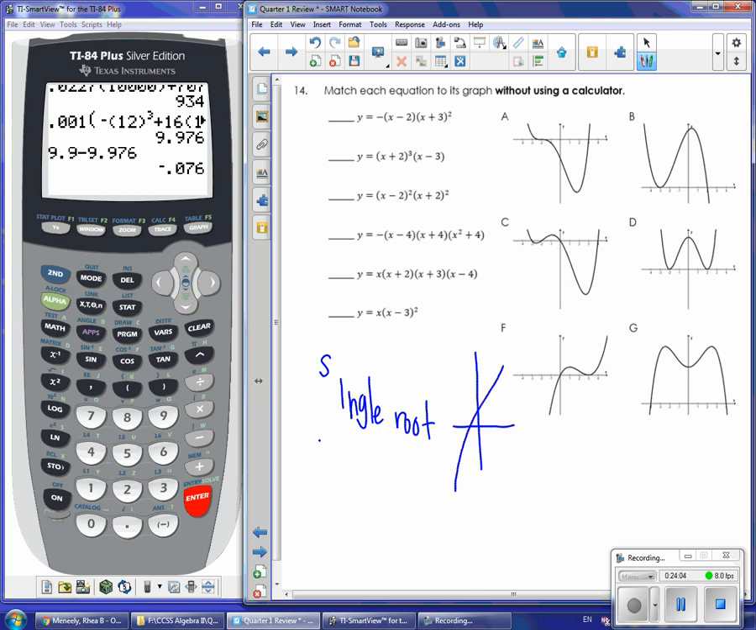If I have a double root, my graph is going to have a turning point. Pretend that actually intersects. It's going to turn on the graph, and that's going to be a double root. When I say turn, I mean it's going to change directions. It's going to go from decreasing to increasing or increasing to decreasing.